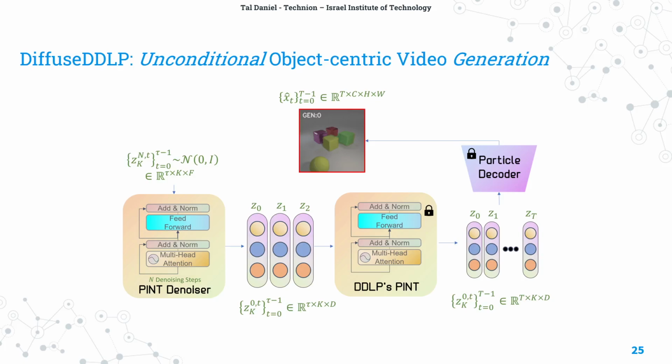Due to the unique structure of DDLP's latent space, a denoiser architecture that considers the evolution of a set of particles over time is required. To that end, in Diffused DDLP, we repurpose PINT to perform denoising instead of predicting the next state of the particles. In our initial experiments, both the 1D and 2D U-Net introduced unsatisfying visual artifacts.